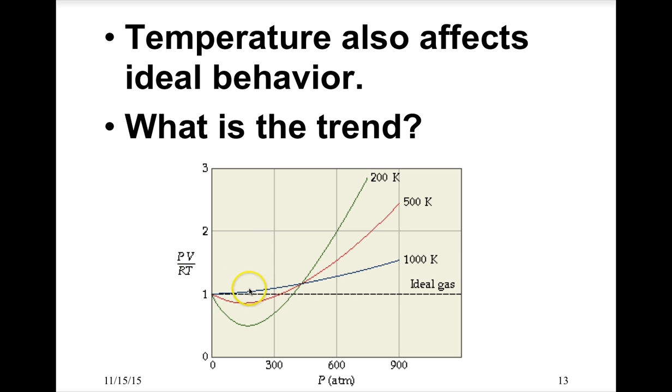If we look here, you can see that the lower the temperature, the more those molecules deviate from the ideal. The reason for that is when we decrease the temperature, we decrease the kinetic energy of the molecules. And by having less kinetic energy, the molecules are less able to overcome the intermolecular forces, or the attraction between the molecules, and therefore their behavior deviates from the ideal behavior.